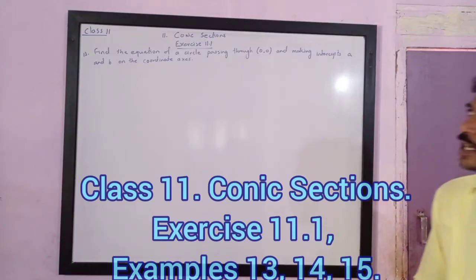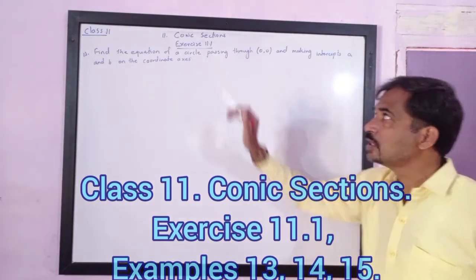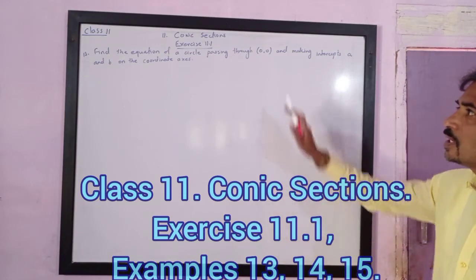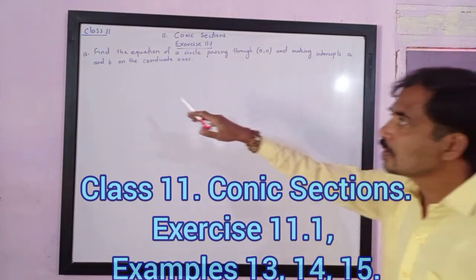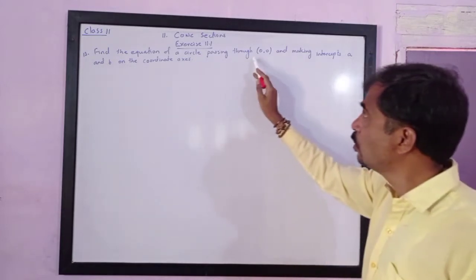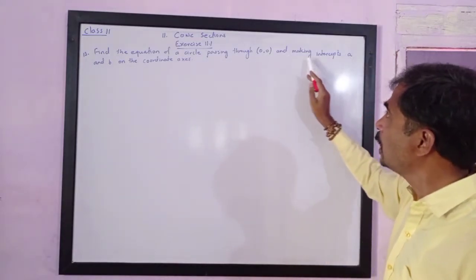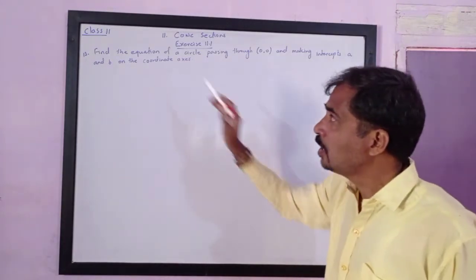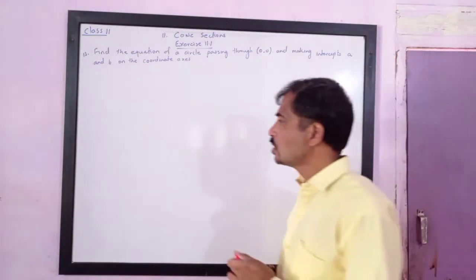Dear friends, in class 11 we are solving the problems from coding section. We are trying to understand circle. Now we have the third question. Find the equation of circle passing through origin, that is (0, 0), and making intercepts a and b on coordinate axis. So what does this mean?